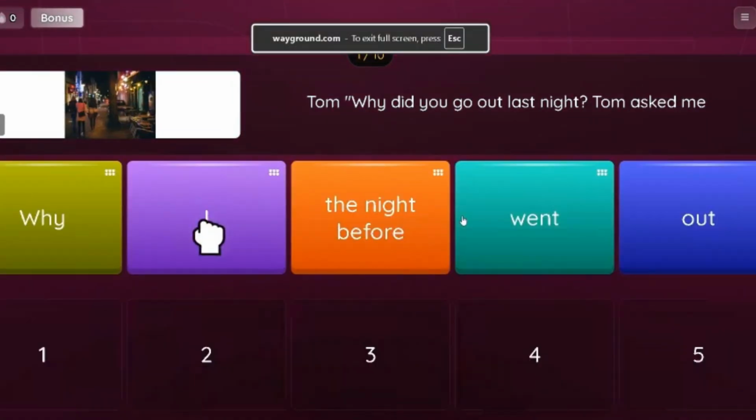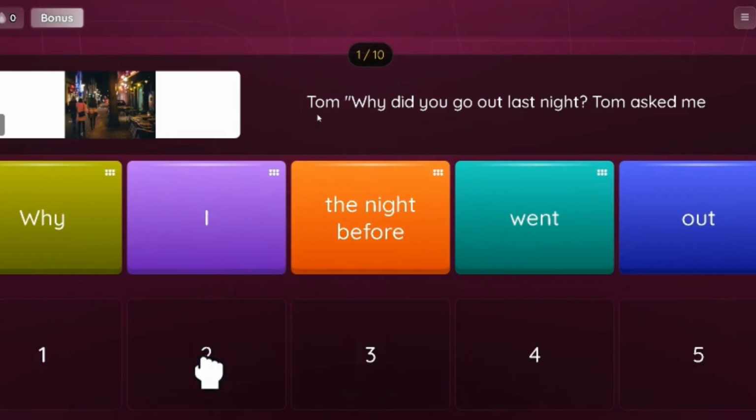What can you see? Is it a WH question or a yes/no question? Tom, why did you go out last night? So, WH. Tom asked me.